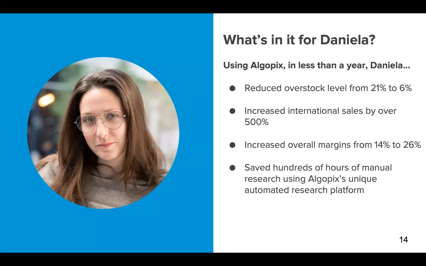The overall margins went up from 14% to 26%. And at the end of the day, she didn't need to do all these manual decision-making processes with all the Excel sheets that are involved in it. So just analyzing the opportunities quickly, efficiently, and accurately was key in improving the business and the business KPI. Next slide, please.